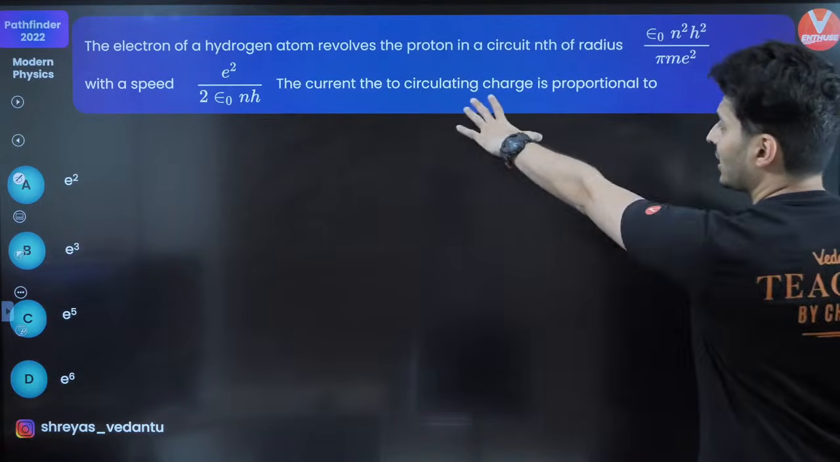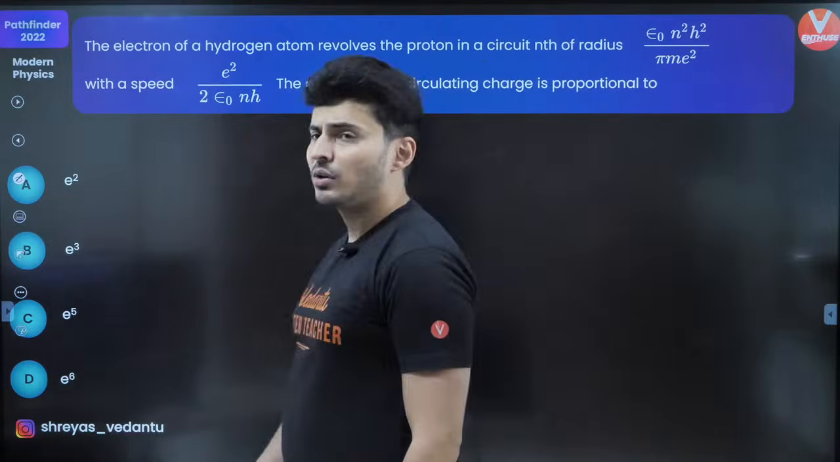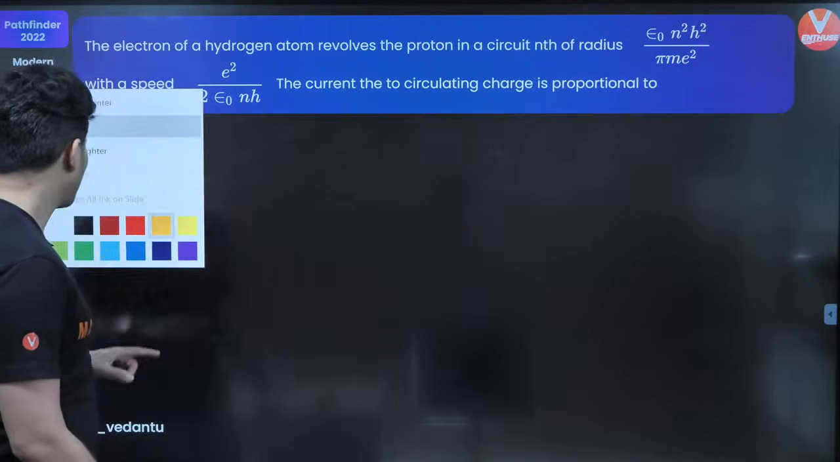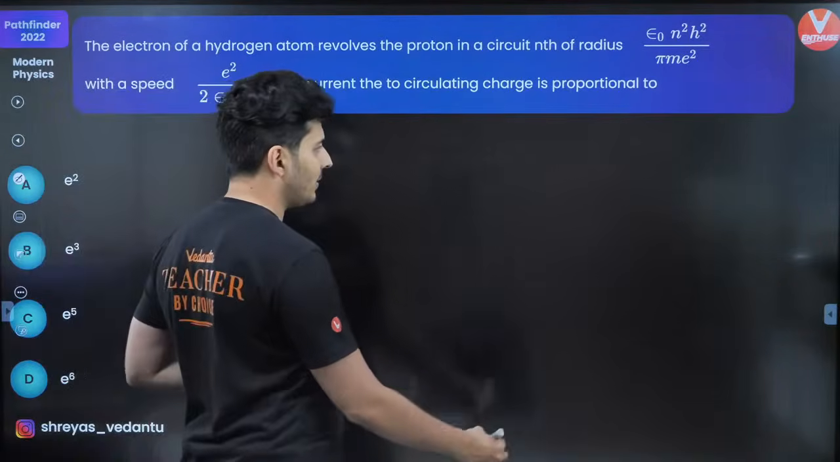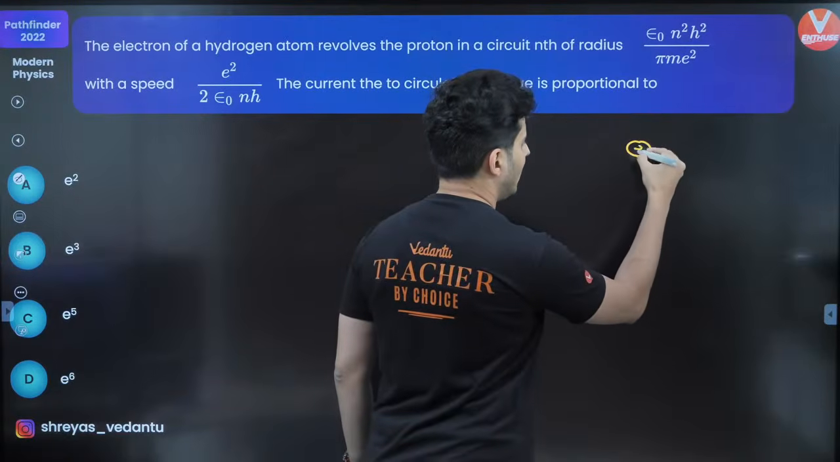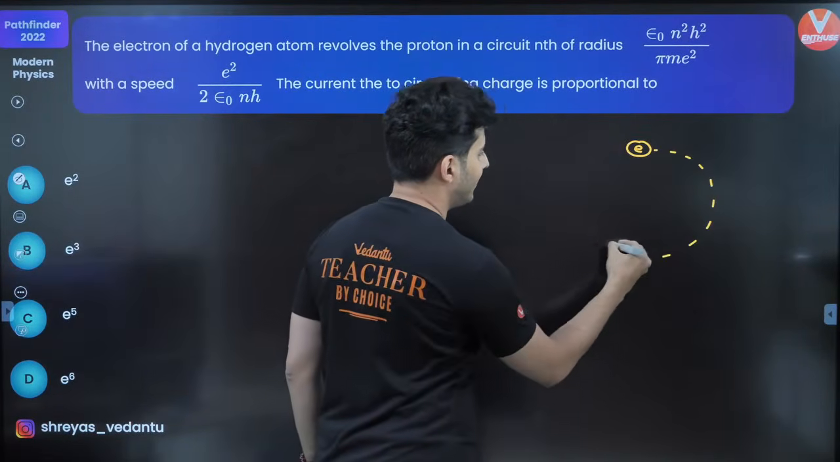Okay, so what is the question? The current due to the circulating charge. So first of all, let me show you that circulating charge right over here. This is that charge which is circulating like this.